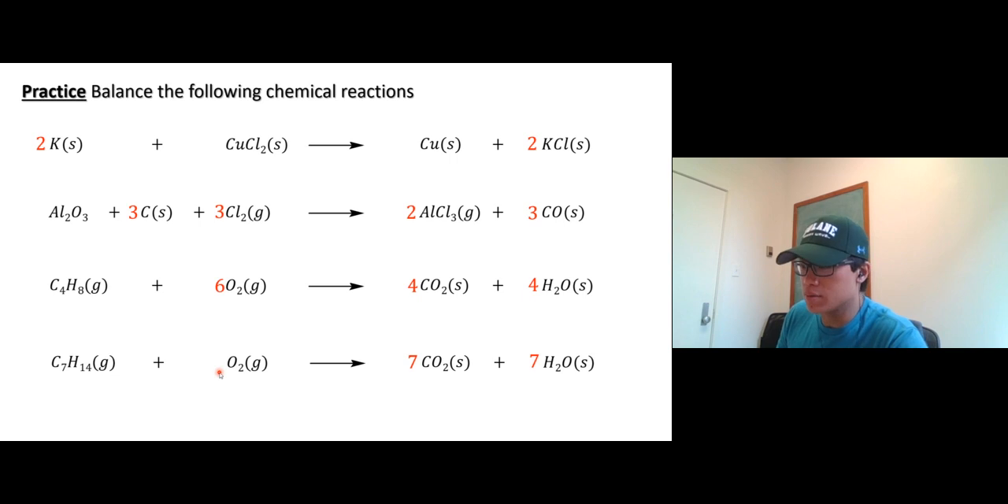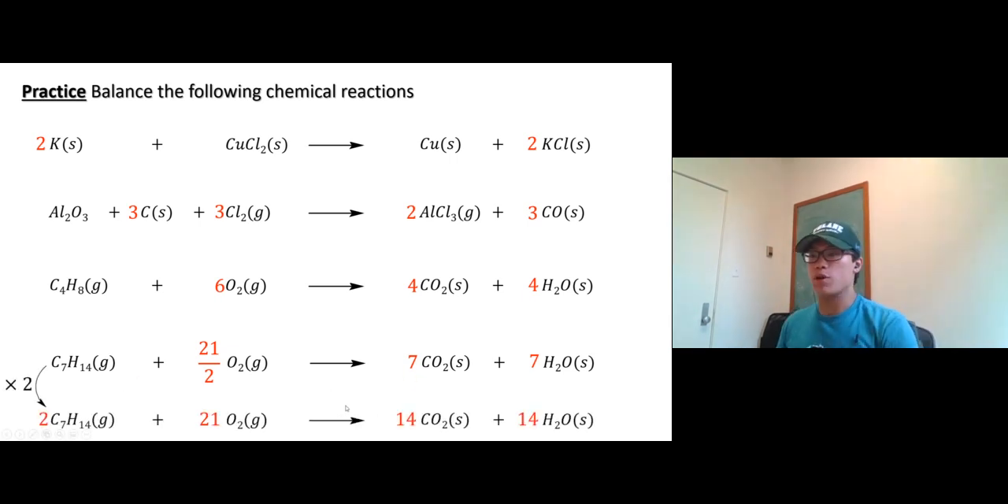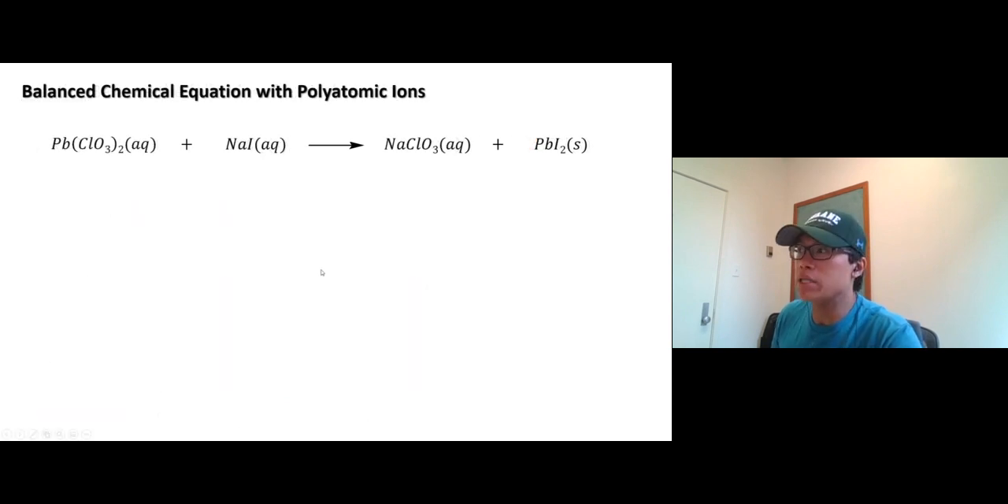So what do we put right here? We need 21. Well, I never said that we can't do a fraction, right? It's just not conventional, but I mean it's math. It works. So again, it's not conventional. So we usually multiply the whole equation by 2. There we go. So keep things as the lowest whole numbers. All right. Now we're going to move on to balancing equations with polyatomic ions. All right. Let's take a look at the next video.